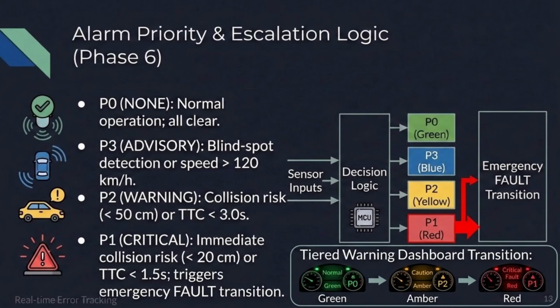As the danger level increases, the dashboard changes its warning colors from green to blue, then yellow, and finally red. So, this color coding allows the driver to quickly understand the severity of the situation.